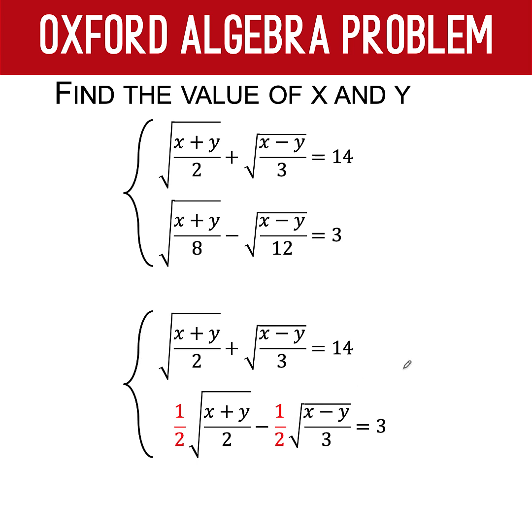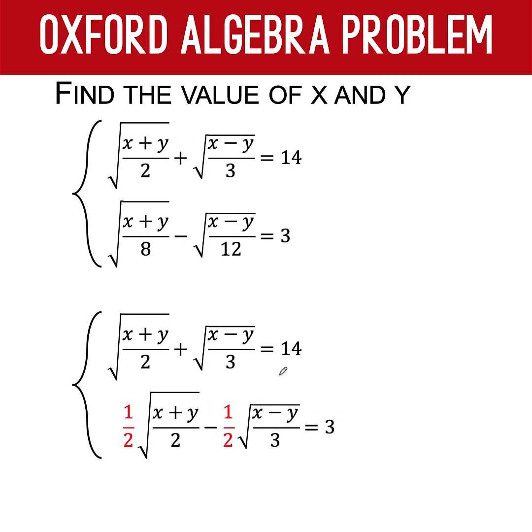Then let's observe. Notice that you have here the square root of (x plus y) over 2, and you have the same exact expression at the bottom, the square root of (x plus y) over 2. Similarly, you have here the square root of (x minus y) over 3, and that is also exactly this expression here. We can make this equation simpler if we apply variable substitution.